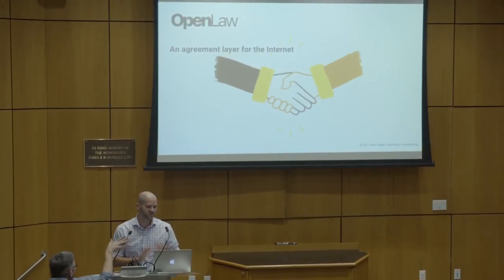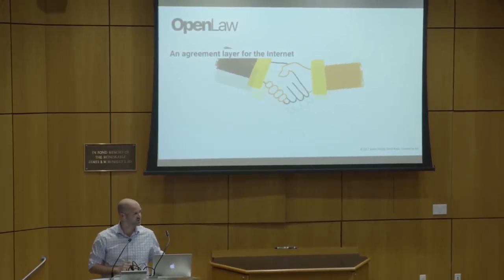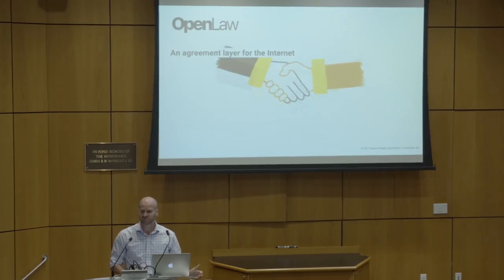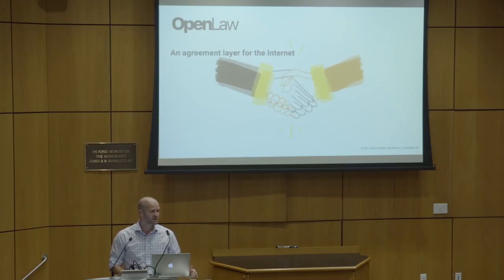So I'm excited to just show you OpenLaw. We're fundamentally trying to build the agreements layer for the internet. I think we've learned that blockchains are great at representing assets and securing representation of those assets. That could be virtual currency, that could be tokenized assets. We've seen that smart contracts are really great at managing the transfer and distribution of those assets.